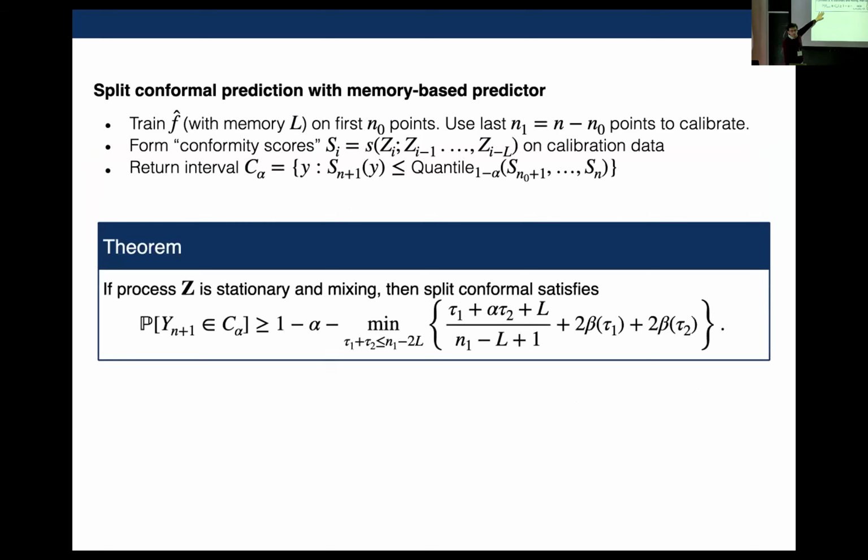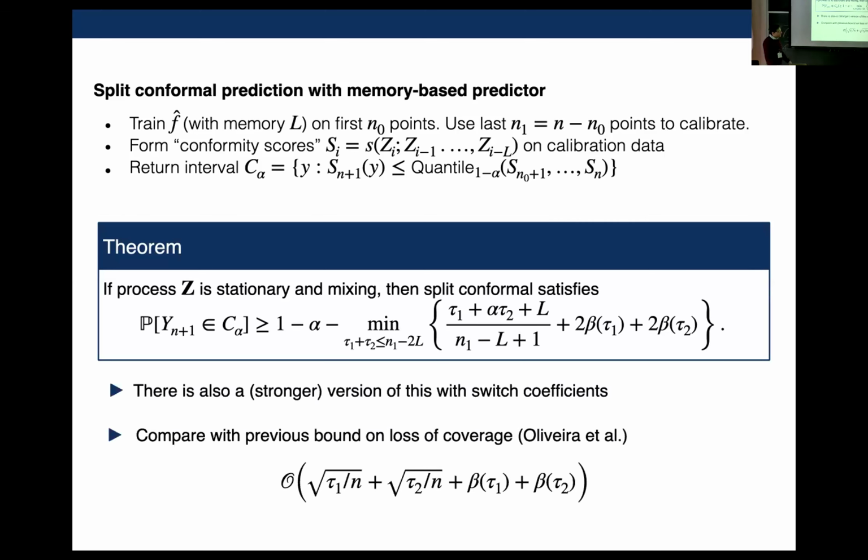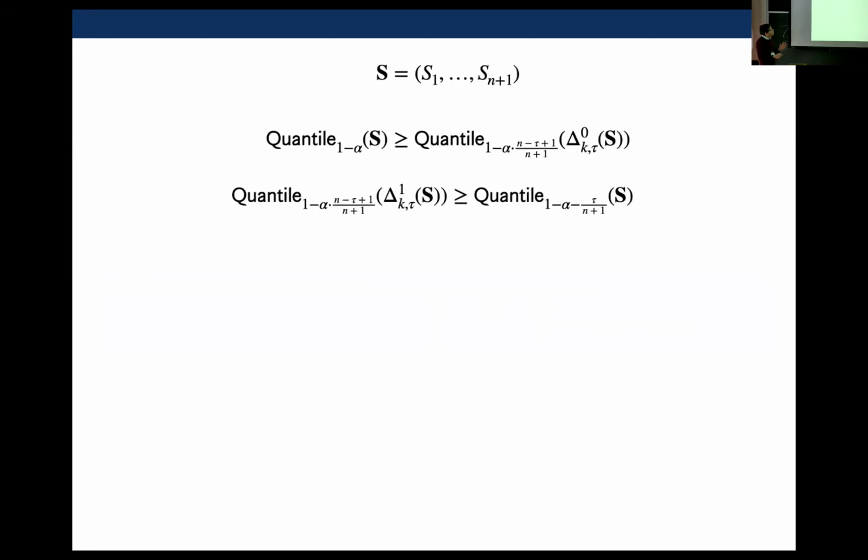I've stated it here for the stationary mixing setting where you get, again, the fast rate. N is replaced by n1, and there's a lag by L. There are now two parameters, tau1 and tau2, instead of just one. There's a variant of this that you can state just for the switch coefficients. I just haven't done it because it's more complicated. And again, you should compare this with the slow rate kind of things that you get from prior work. Okay, good. So I think that basically almost concludes my talk.